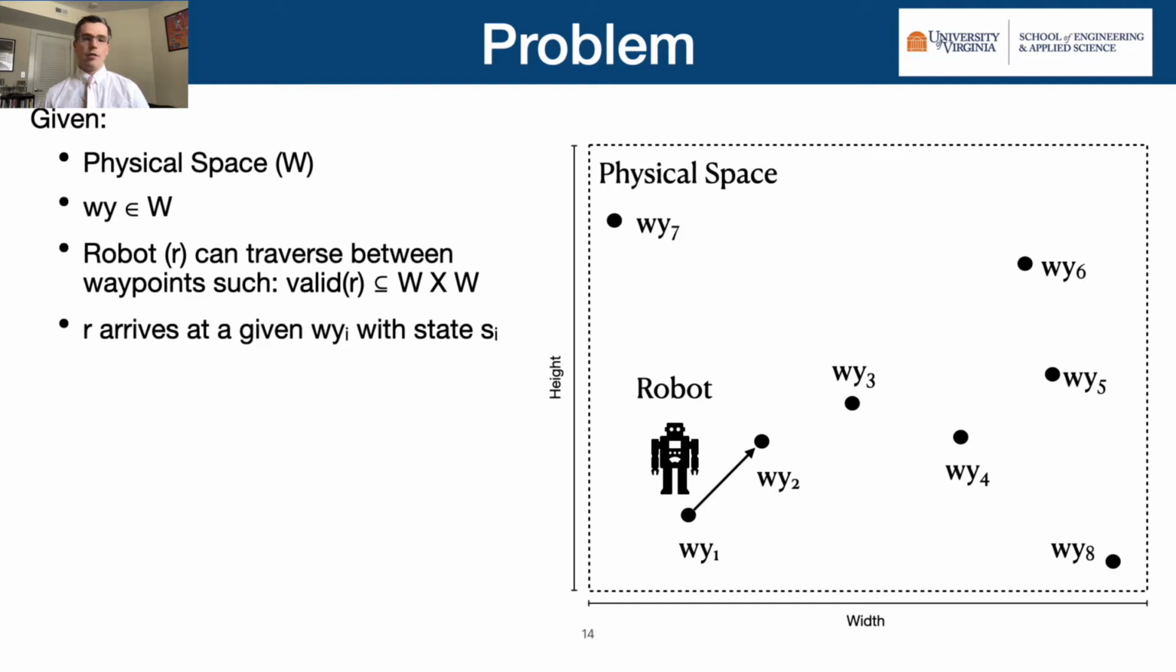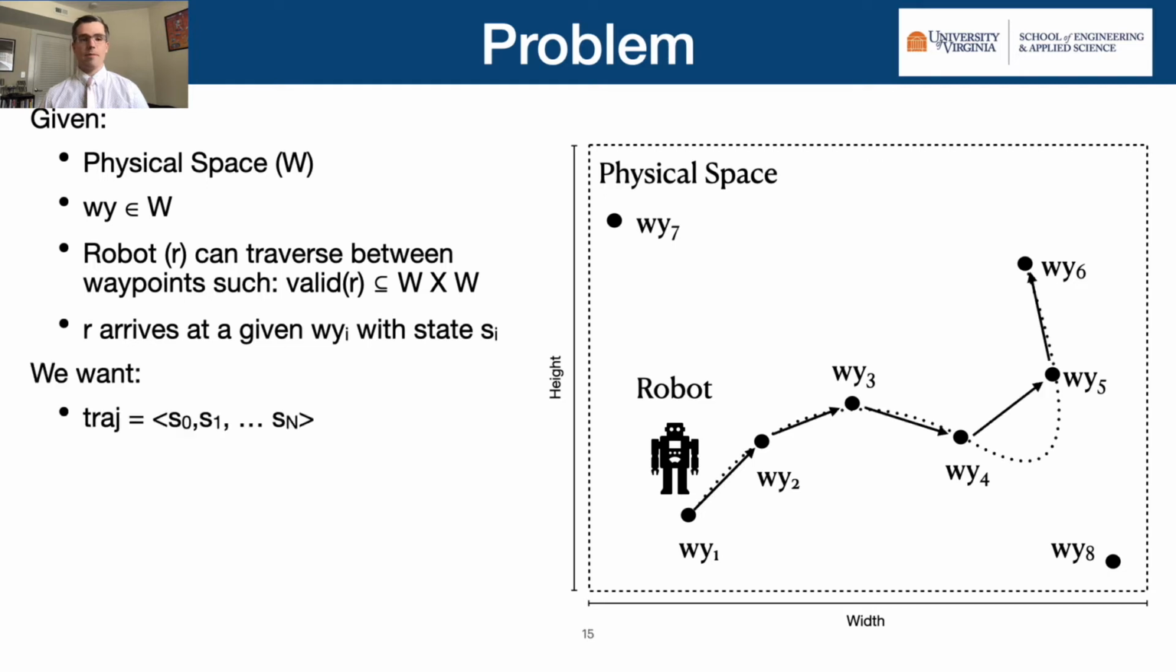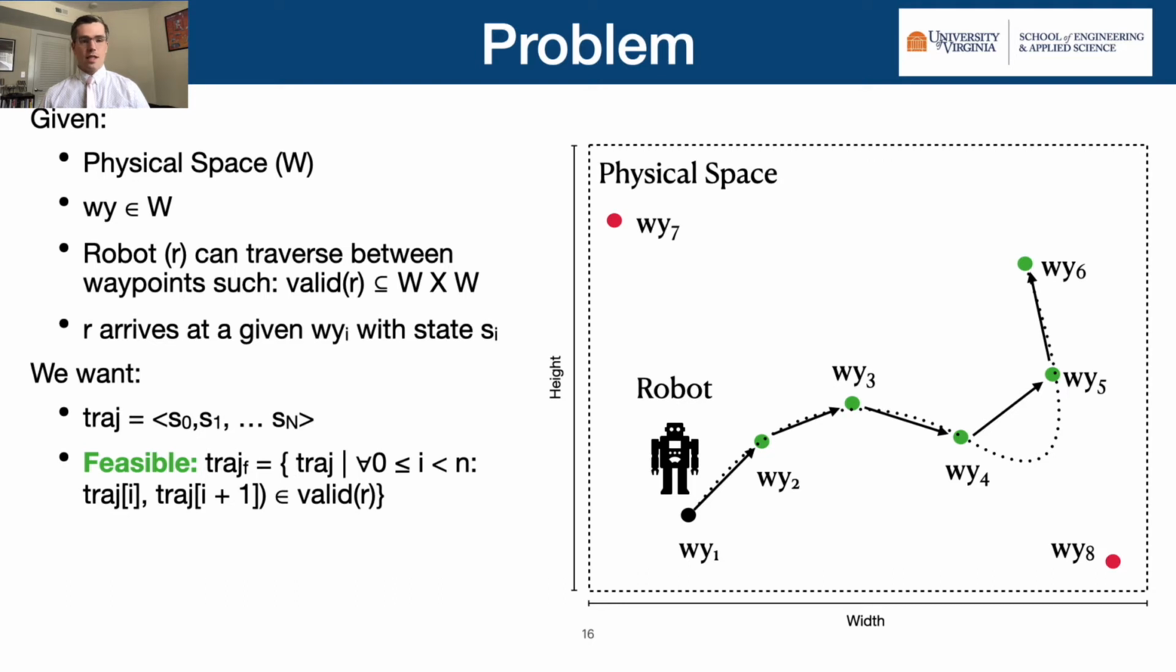And a robot R arriving at a given waypoint i will enter with state Si. We want to find a trajectory Traj, which is a set of robot states that are physically feasible and thus only comprise valid steps. Remember that there's a huge number of possible trajectories, and many of these trajectories are infeasible and thus cannot be realized by the implemented system.